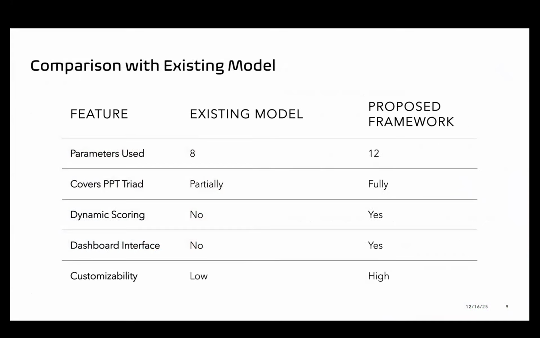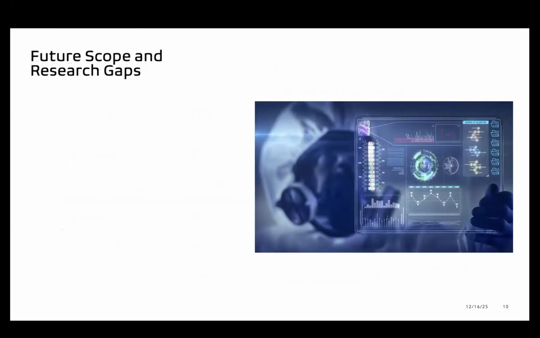We discussed the existing model has 8 parameters. Mine is 12. The existing one covers mostly technology. This one covers full processes like PPT. Dynamic scoring is included in the model that I have defined. Customization or flexibility in the model is also defined.